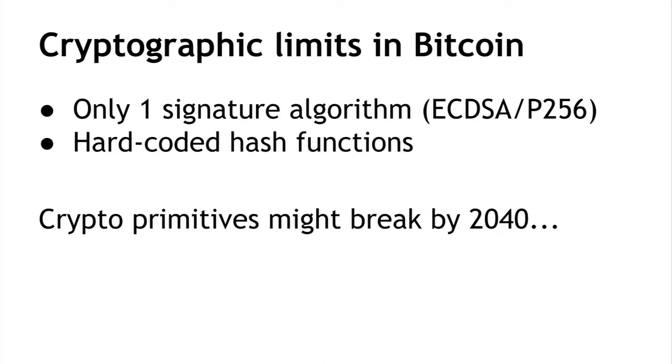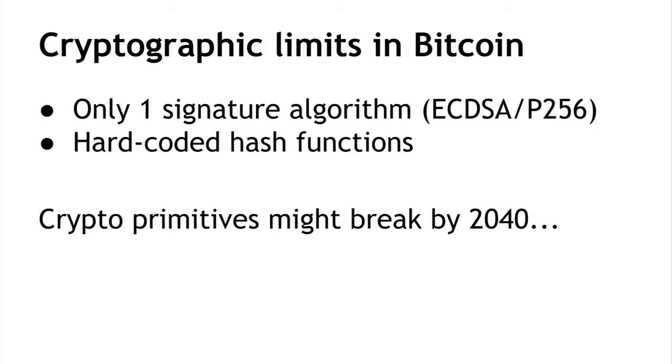Another limitation that people are worried about in the long term is that the cryptography in Bitcoin is fixed. There's only a couple of hash algorithms, and there's only one signature algorithm, which is elliptic curve DSA, over a specific elliptic curve called SEC P256. And there's some concern that over the lifetime of Bitcoin, which people would like to be for a long time, this algorithm might be broken. Cryptographers might come up with a clever new attack that we haven't foreseen, which makes this an insecure algorithm.